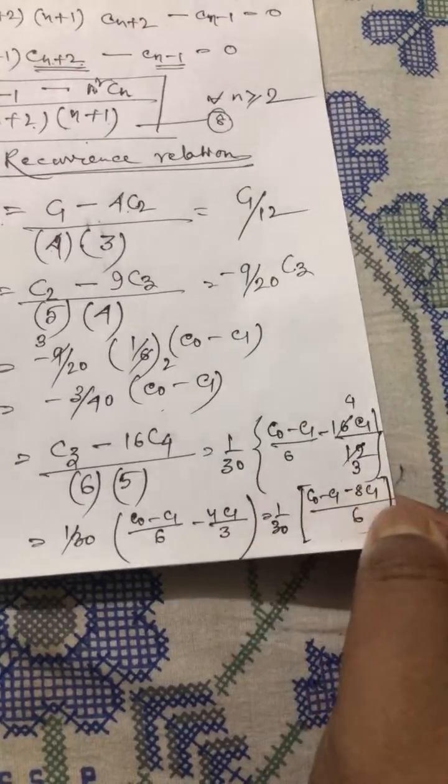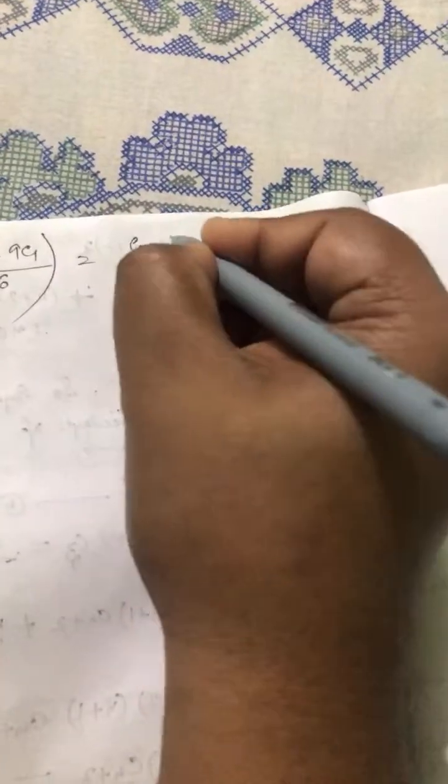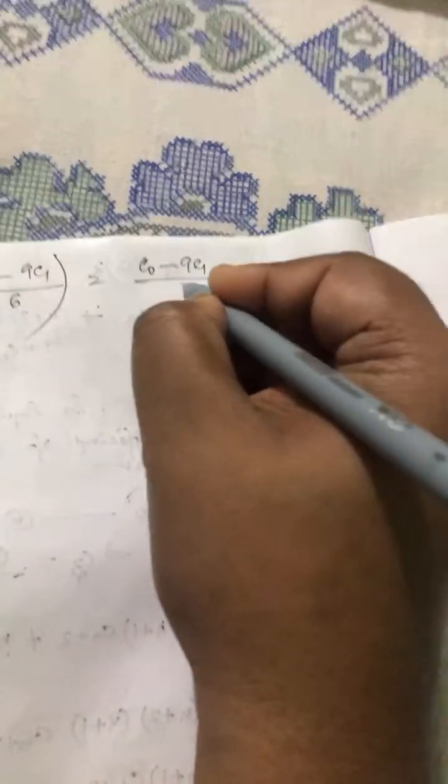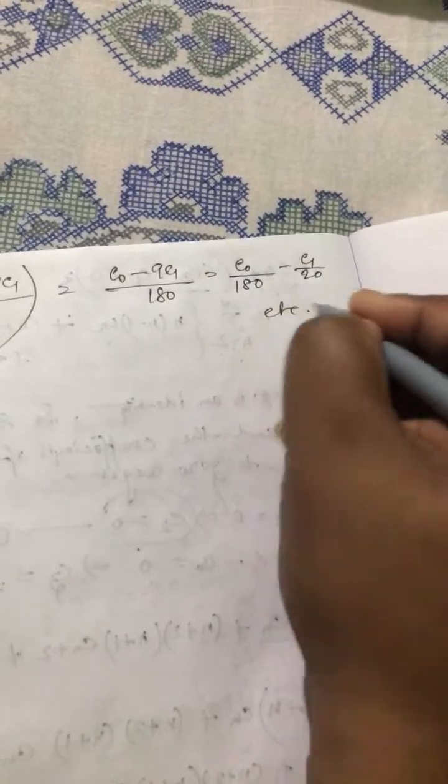So C0 minus 9 C1 by 6. C0 minus 9 C1 by 6 into 1 by 30, I guess. 1 by 30. So C0 minus 9 C1 by 180. So the result will look like this. C1 by 20, etc. So we have obtained few constants.